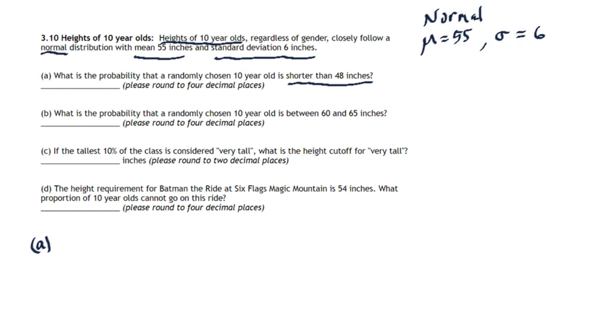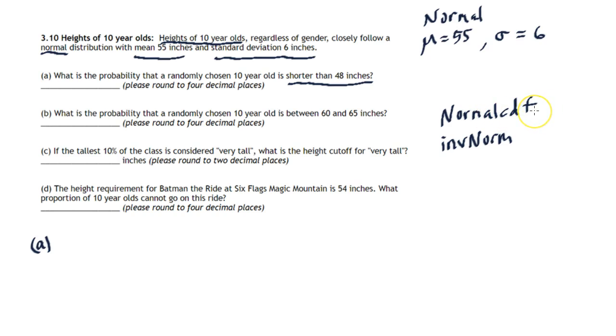So we're going to be using, as you may imagine, the normal CDF and possibly the inverse norm at some point. Both of those can be found by hitting second vars, which takes you to the distributions, and you should be able to find normal CDF and inverse norm. Normal CDF will allow you to go from values in between two values, or less than or greater than some value, from a normal distribution and find a probability.